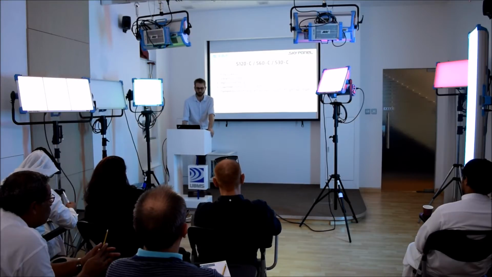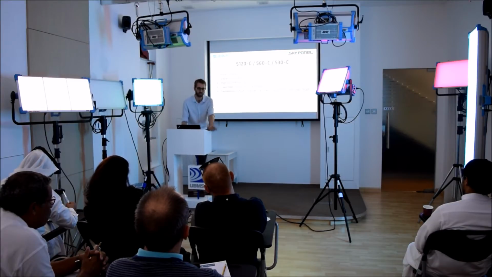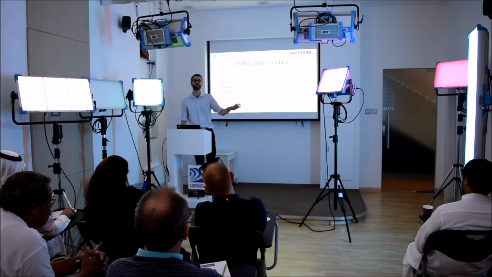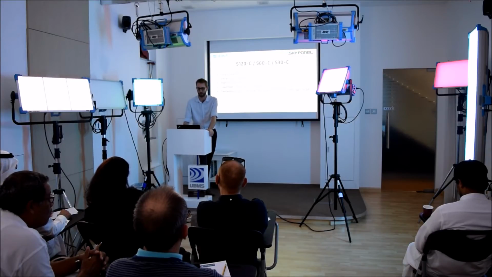So the S60 and the S120 at full power are brighter than a 2K tungsten soft light. I'm not talking about a 2K HMI here. A 2K HMI is a lot brighter than these, but a 2K tungsten, these are brighter than a 2K tungsten soft light. Fully dimmable from 0 to 100, and they're completely flicker free.